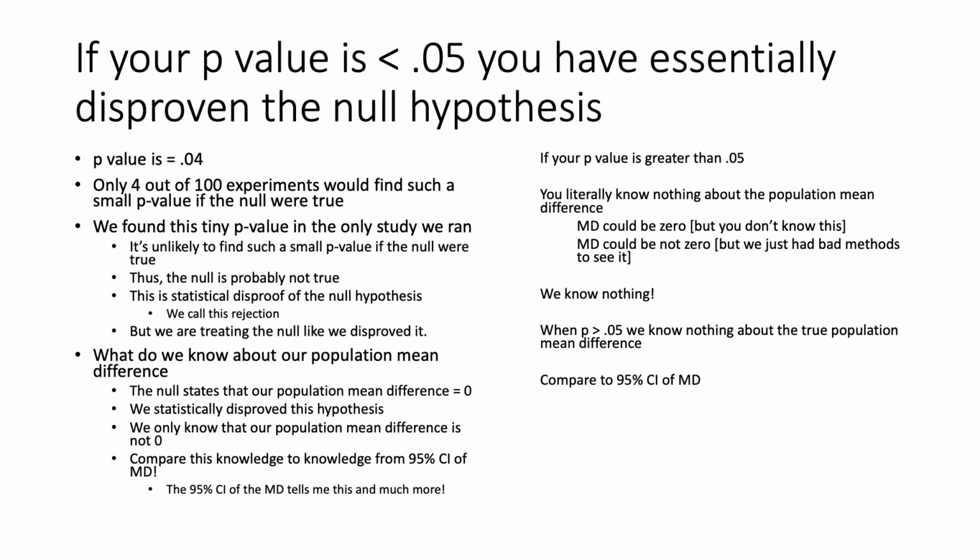Compare this to the 95% confidence interval of the mean difference, even when our p-value is greater than 0.05, when that interval includes 0. We know something.